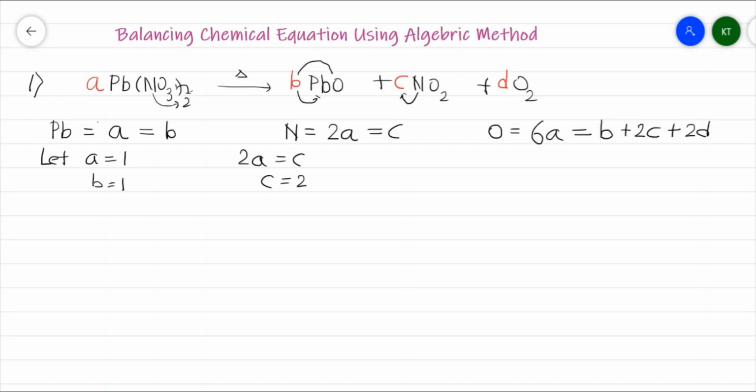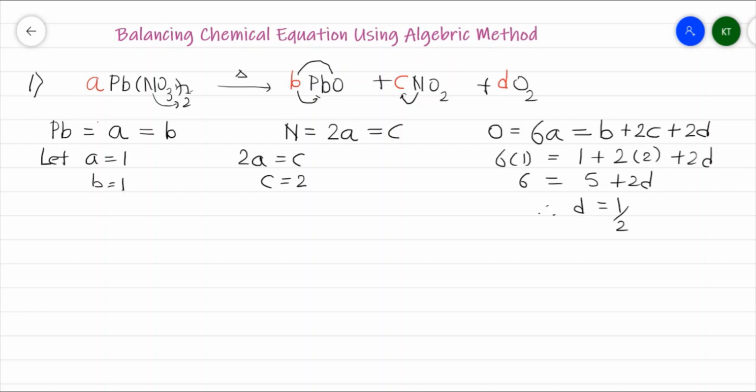Now after getting the values of a, b and c, let me substitute these values in this equation and try to find the value of d. So I will have here 6 into 1 is equal to 1 plus 2, c value I got as 2, plus 2d. So 6 is equal to 5 plus 2d. So d I'll be getting as a half.